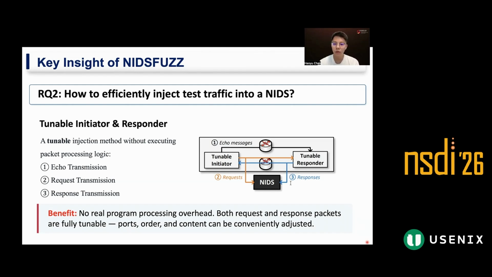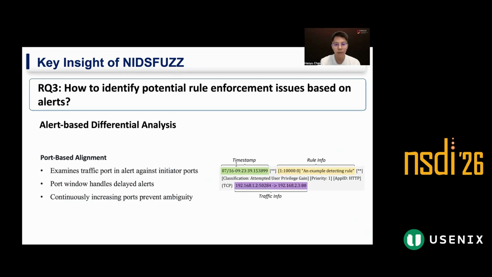And second, a real program is not easy to control. It can be hard to tune the contents and the order of generated packets. So our solution is a tunable initiator and a tunable responder. This gives our system an efficient and flexible way to inject bidirectional test traffic.